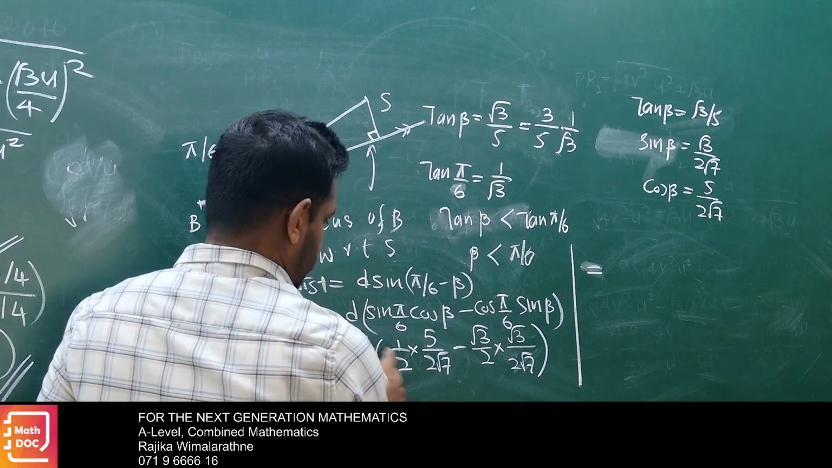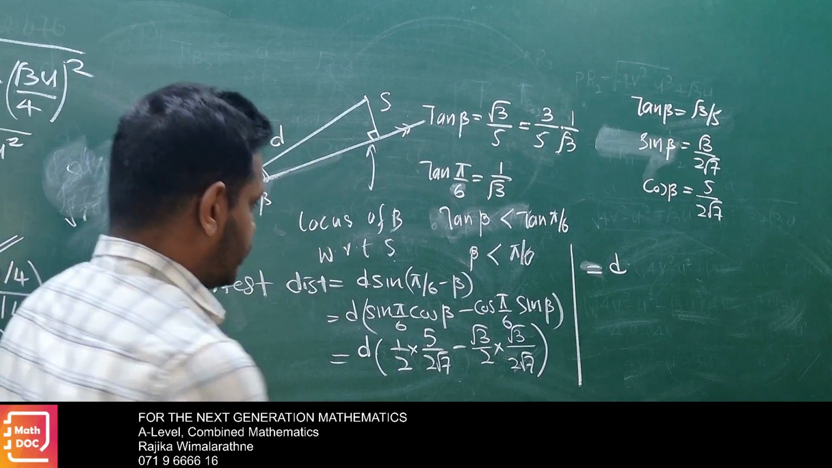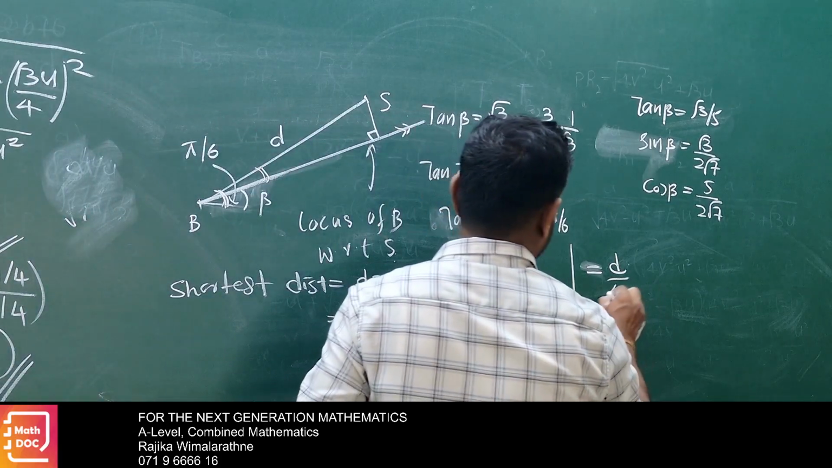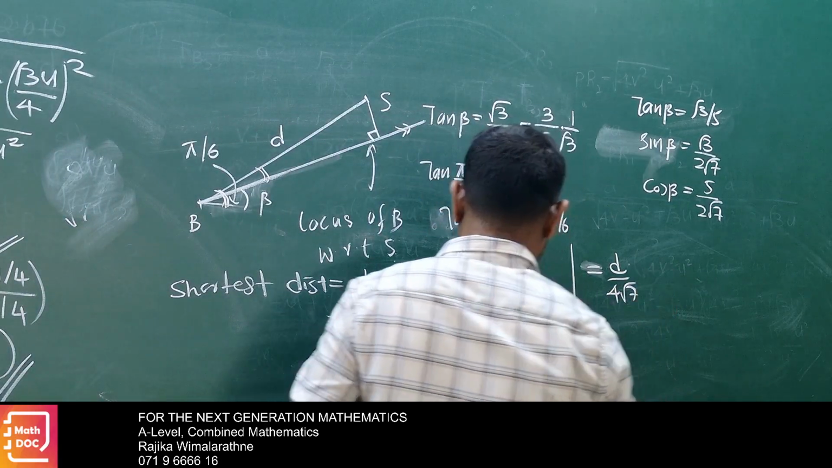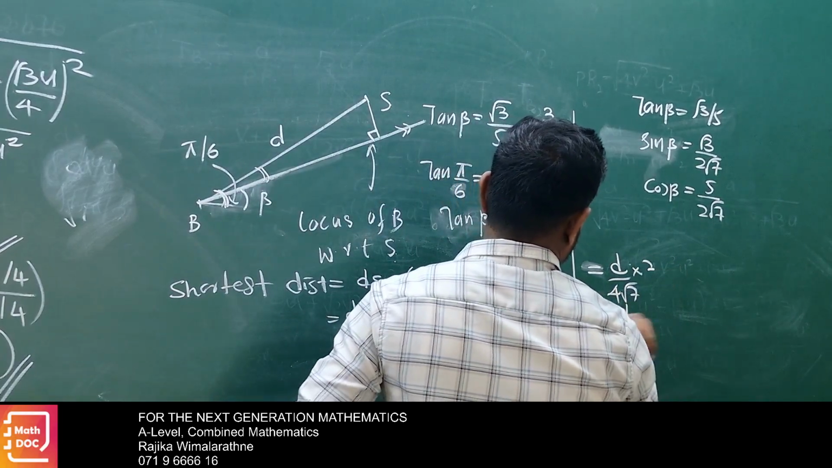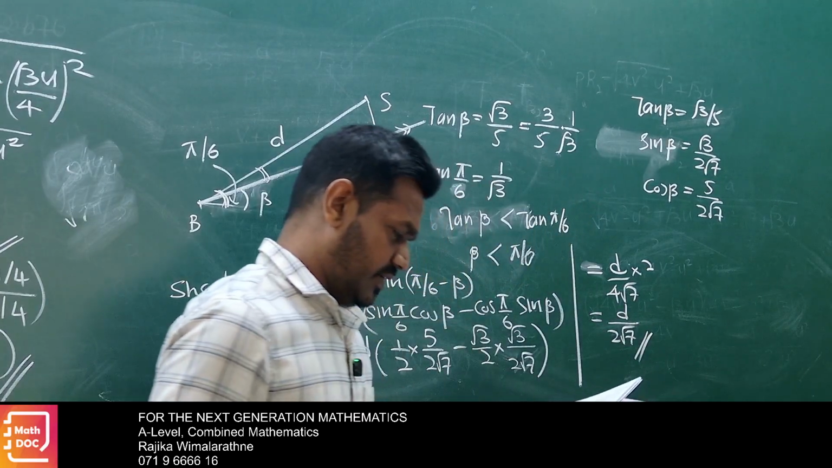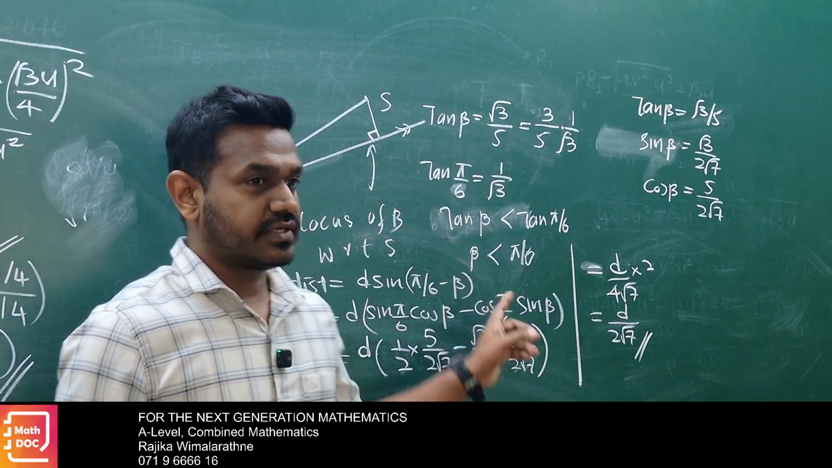Here d over 4 root 7, the numerator is 5 minus 3, which is 2, so d over 2 root 7. D over 2 root 7 is the shortest displacement now.